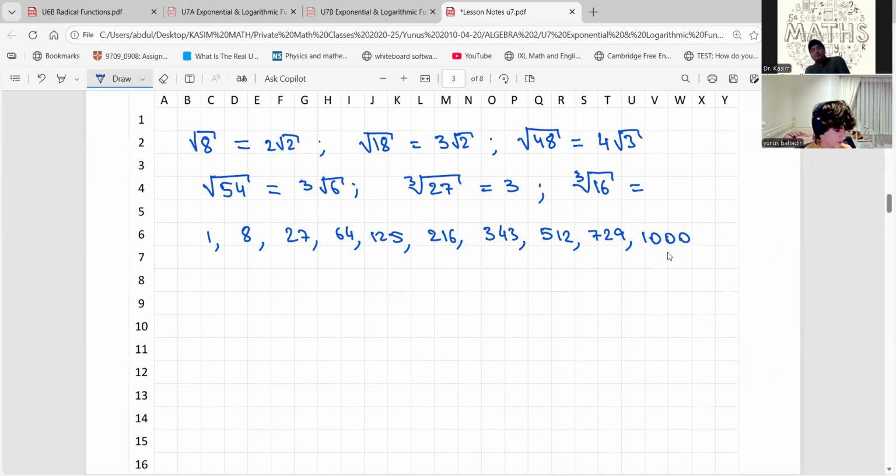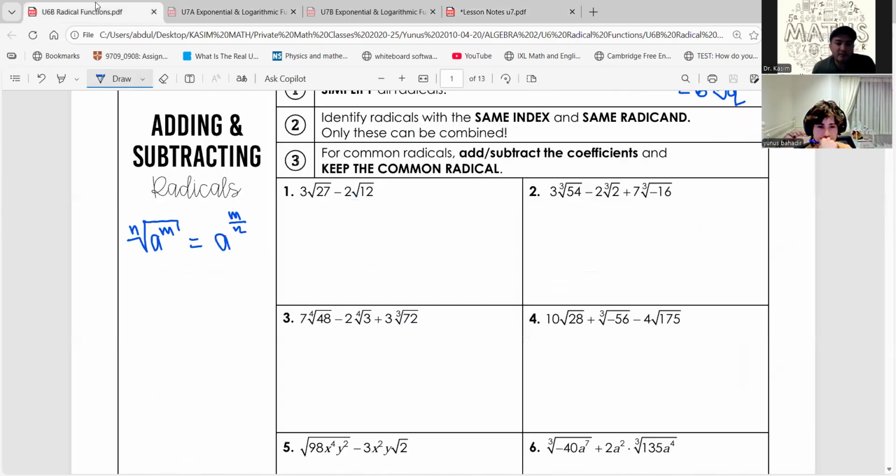Yeah. So that's why we have to know these numbers. When you look at this, the idea comes fast. 16, we can write as 8 times 2, right? Because 8 is a perfect cube. So cube root of 8 is equal to 2. So 2 times cube root of 2. Okay. Now let's go back and continue.